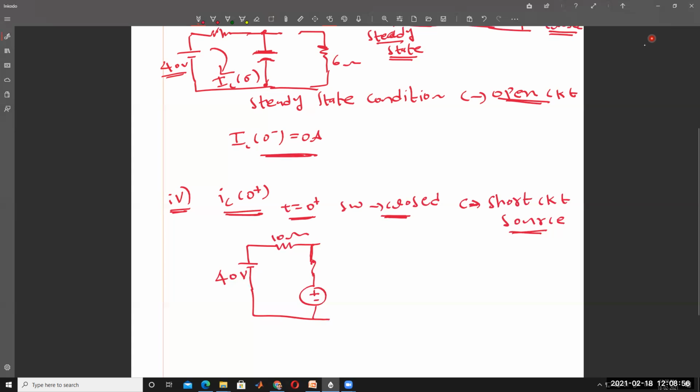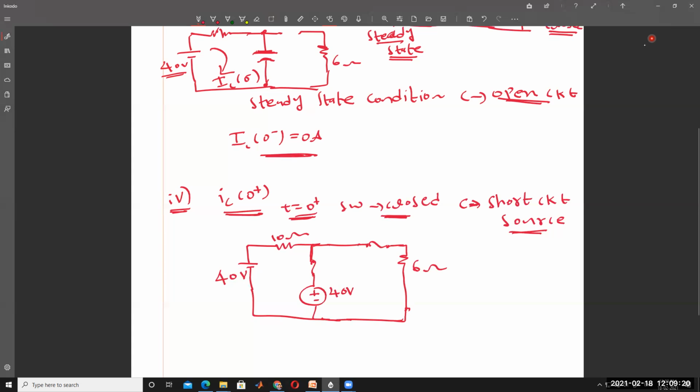Here short circuited. What is the voltage across the capacitor Vc of 0 minus? Initially some amount of voltage appears, that is 40 volts. And the switch is closed. Am I right? The switch is closed. And here what is the resistance? 6 ohm. This is the circuit at t equals 0 plus.